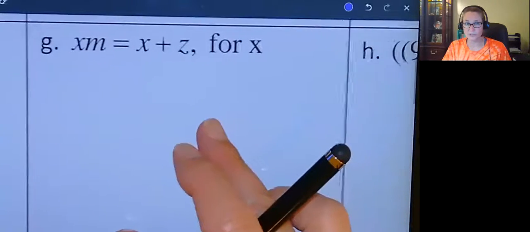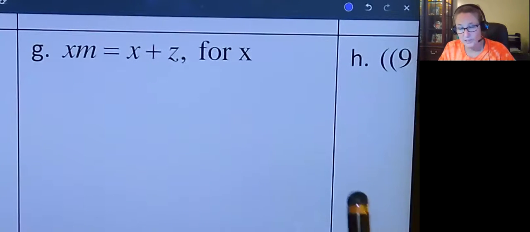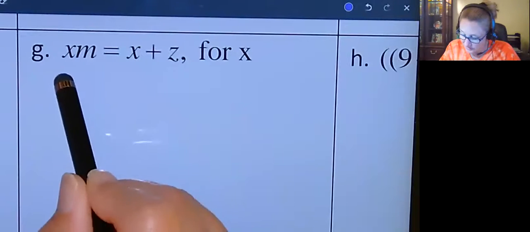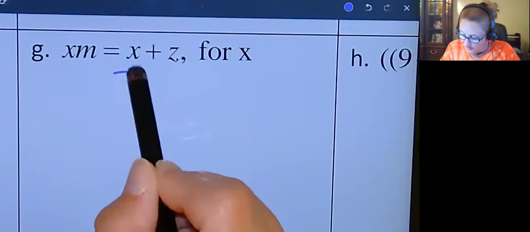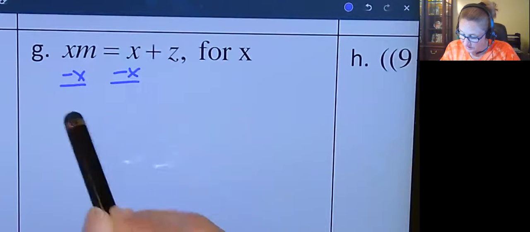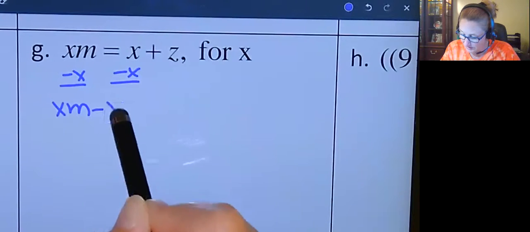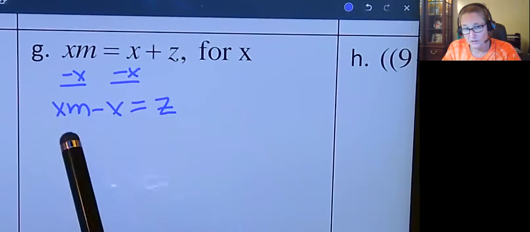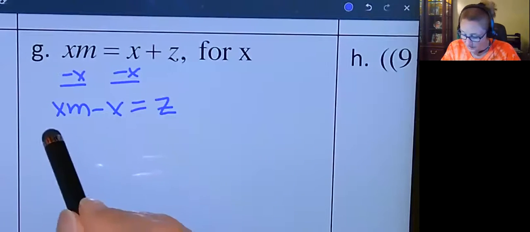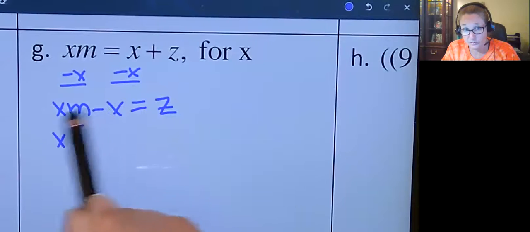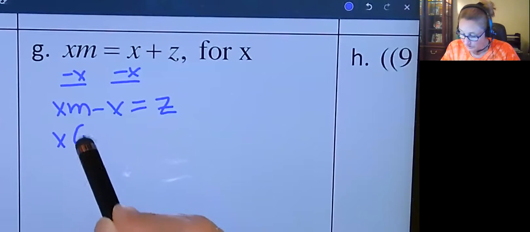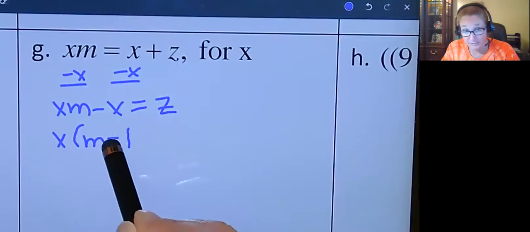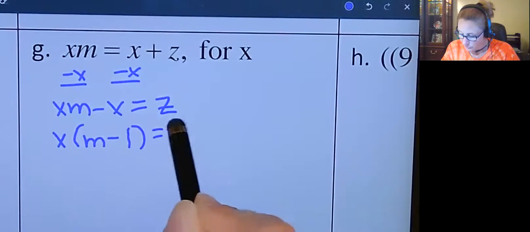On G, I'm solving for X. Now you'll notice you have X's in more than one spot. So you want to get all the X's on the same side. So what I'm going to do is I'm going to minus X here, and I'm going to minus X here. So I'm going to have XM minus X equals Z. Now, when you have this here, you'll notice you have x in both terms. I can factor the x out because it's in both terms. When I factor it from here, I get m, and this is where you have to be careful. When I factor it from here, I get a 1. I get m minus 1 is equal to z.